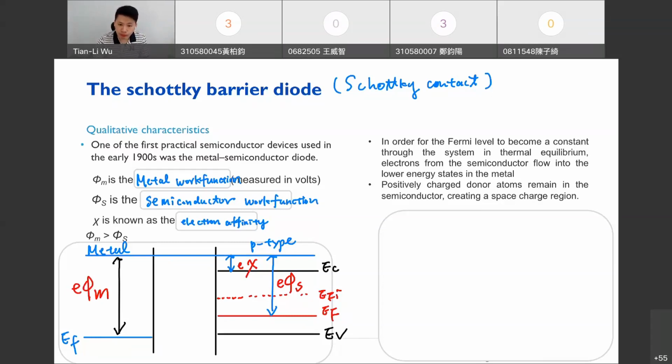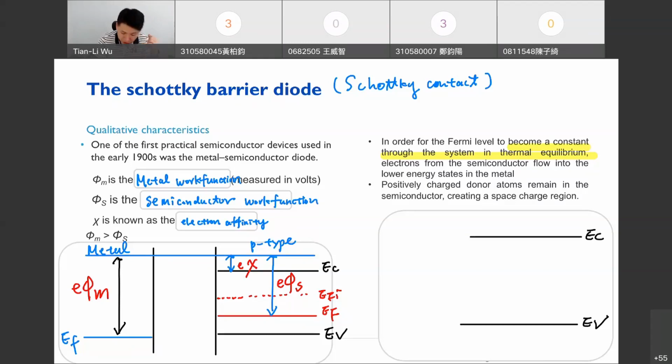However, once we put them together, the most important rule is that the Fermi level becomes constant through the system under the thermal equilibrium case. So in this case, there must be a certain band bending between the metal and semiconductor. So if we quickly draw, this one is a p-type here. This is our EC and this is our EV here.